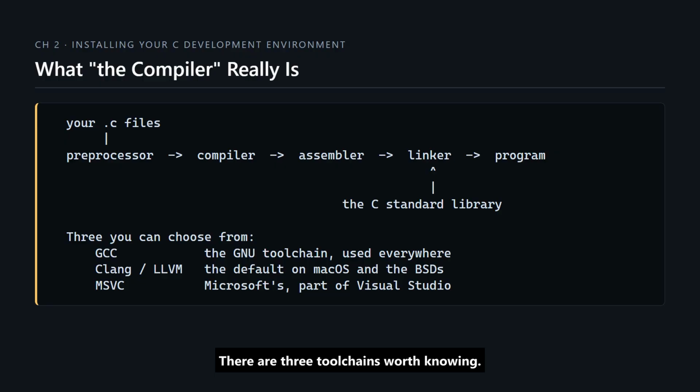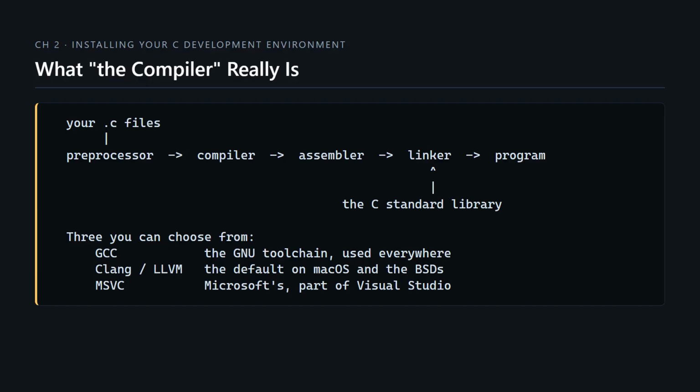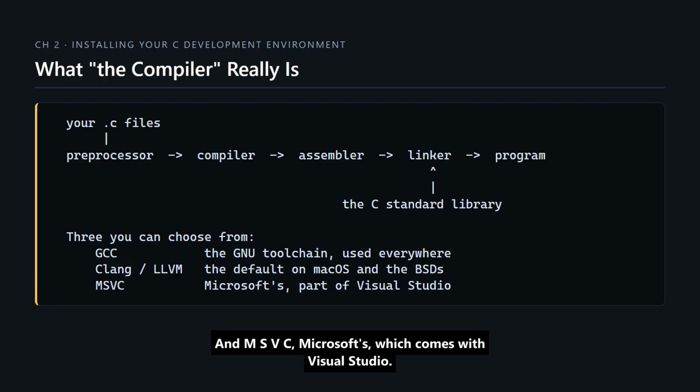There are 3 toolchains worth knowing. GCC, the GNU toolchain, which runs on everything. Clang from the LLVM project, which is the default on Mac OS. And MSVC, Microsoft's, which comes with Visual Studio.